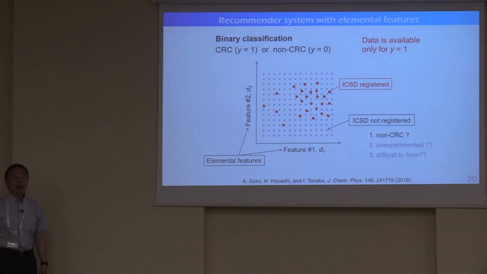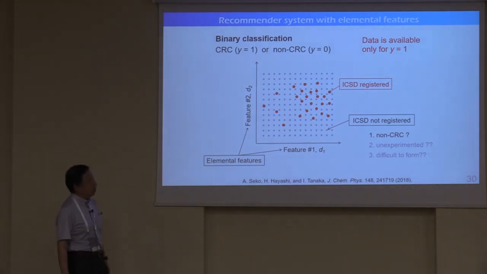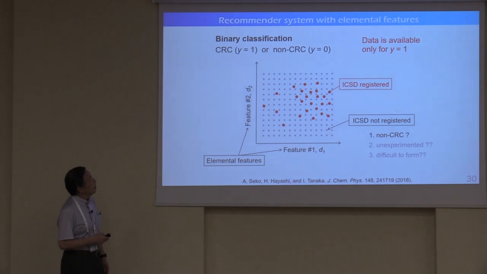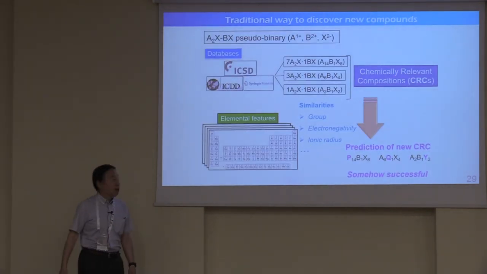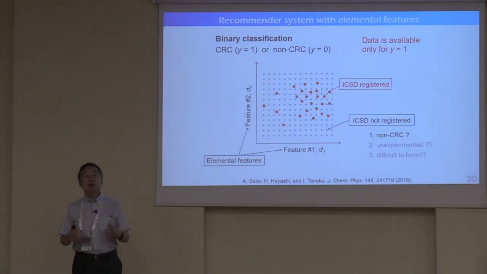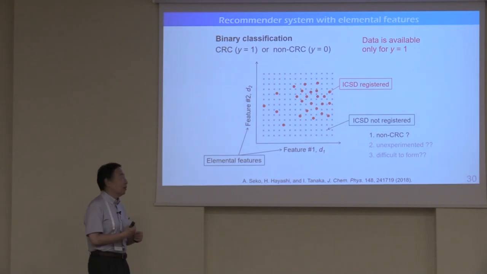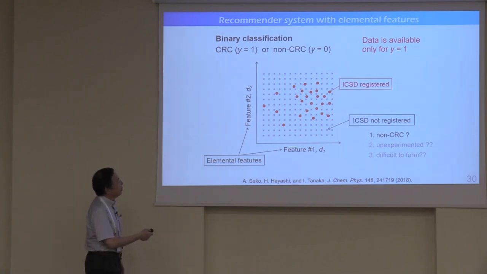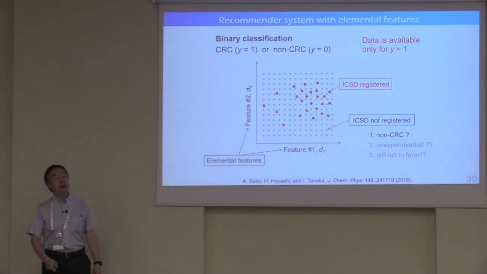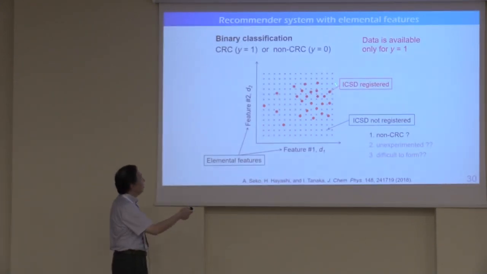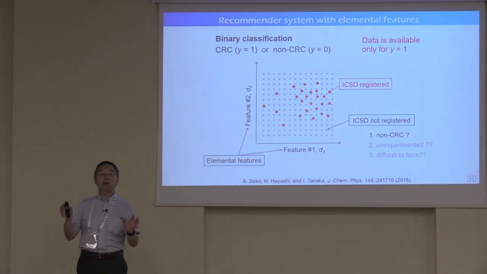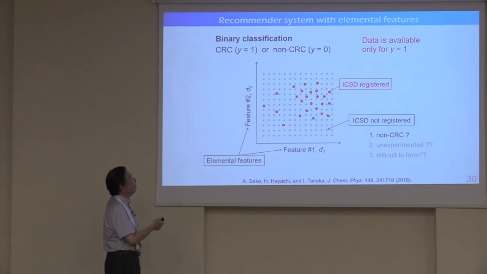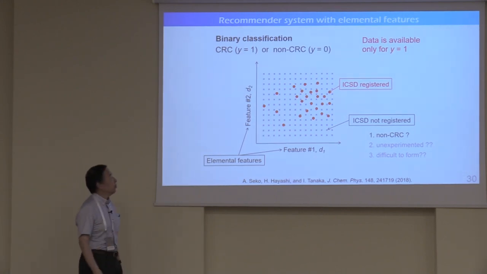And we simply extended that similarity approach, but using data scientific techniques. Instead of using just one parameter like ionic radius or electronegativity, we used many different variables. Here I have shown only feature number one and feature number two, like ionic radius and electronegativity. But actually, as I will show later, our dimension here is something like a 500 dimensional space. It is not possible to show a 500-dimensional space on this slide, but it can be done on computers.